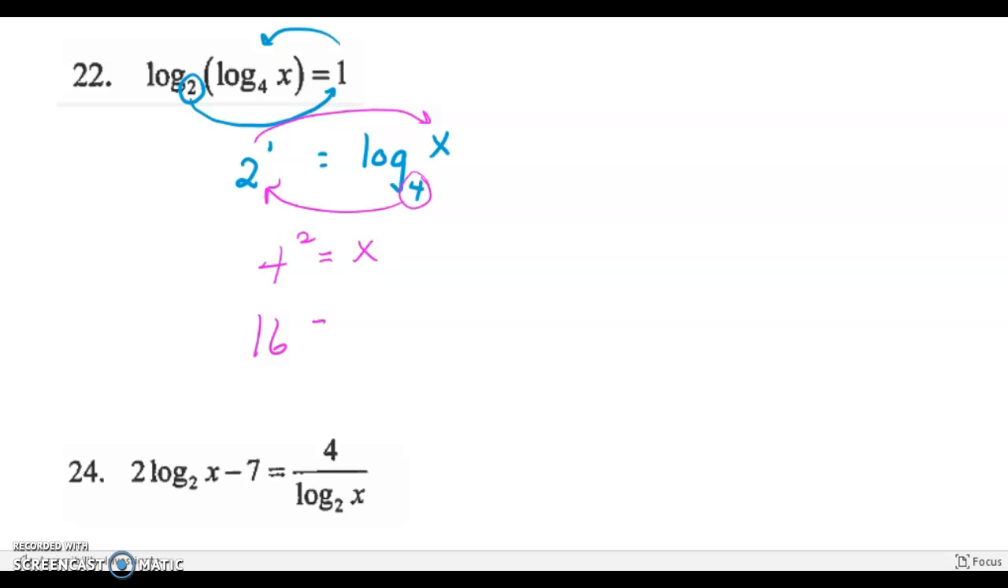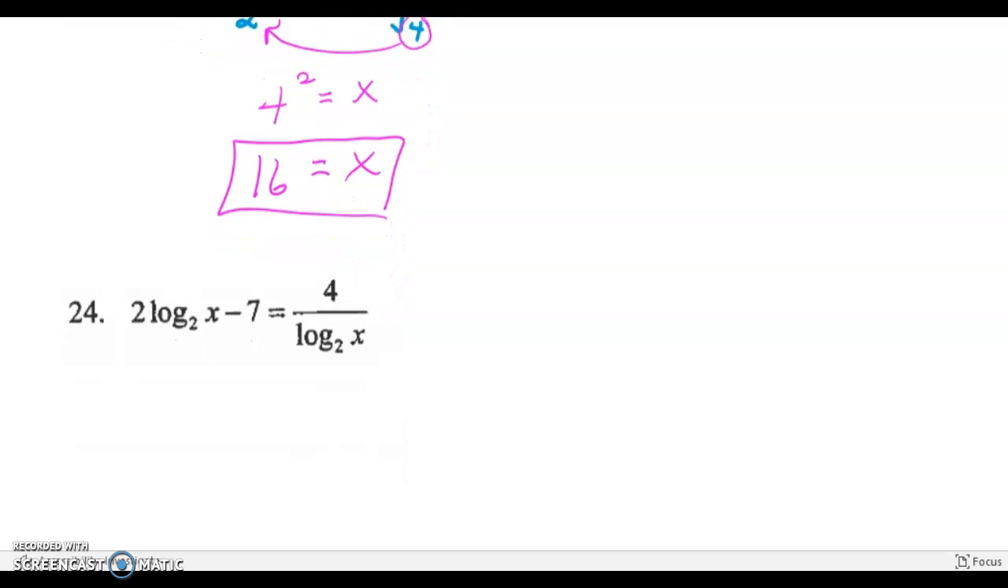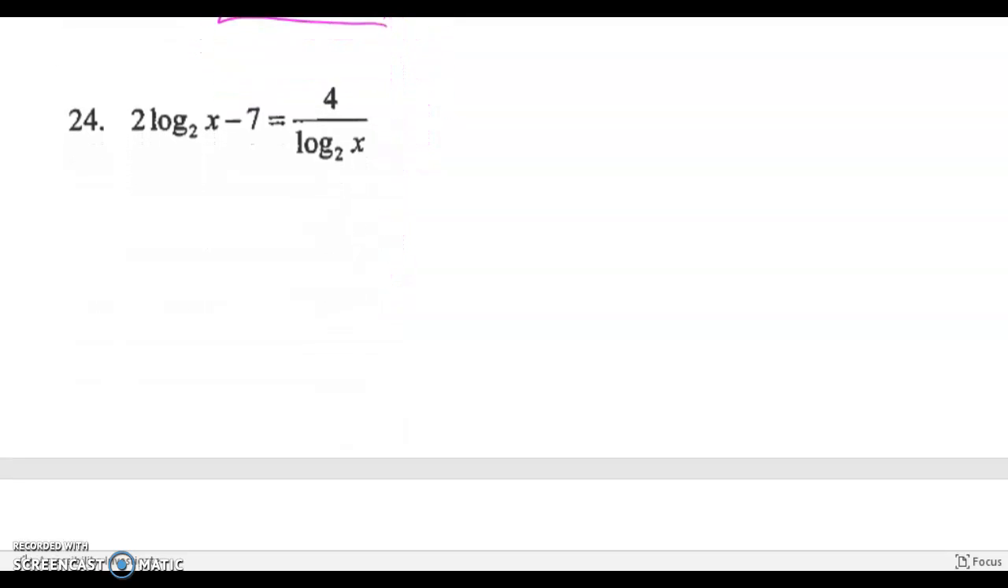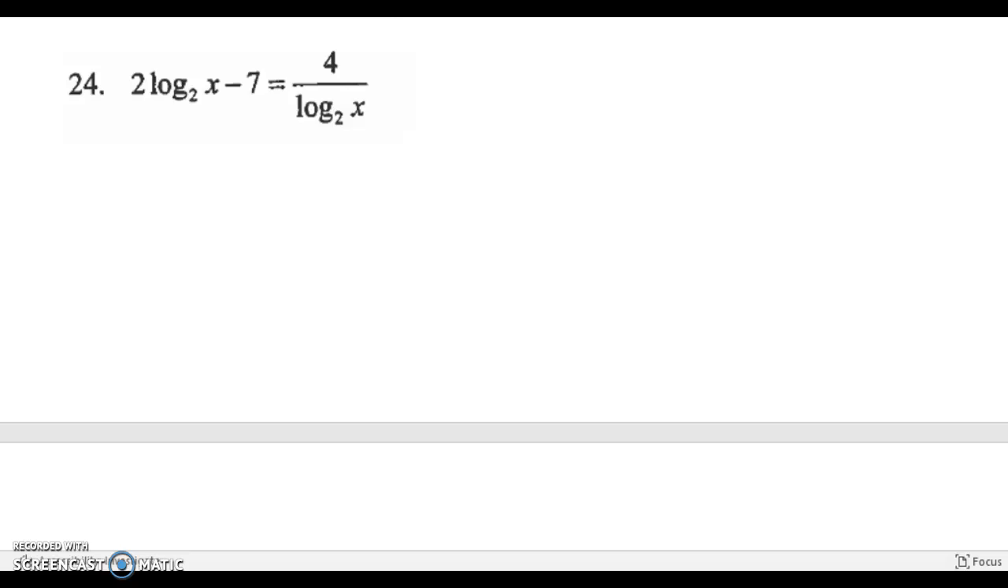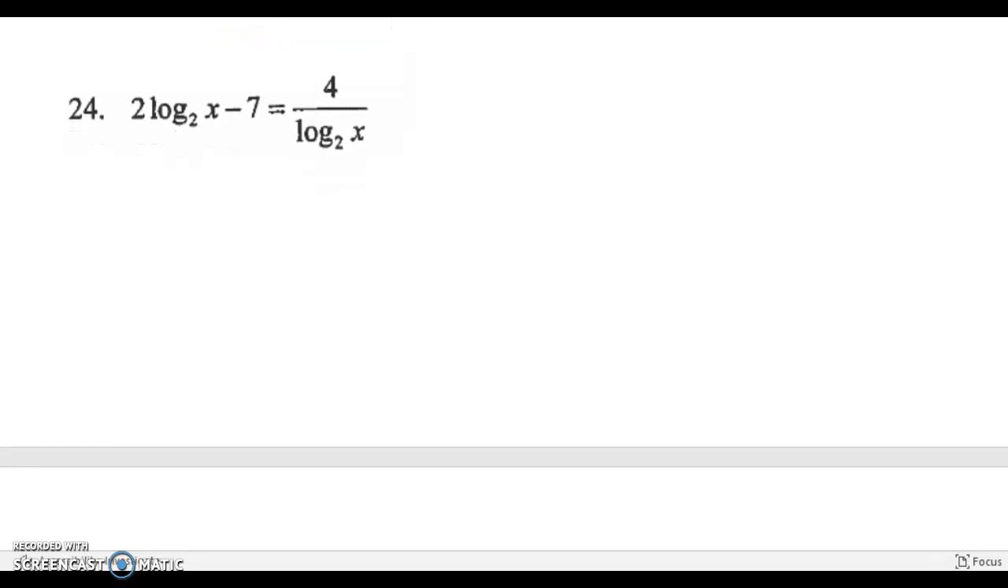So 16 equals x, and if we plug it back in, it does work. It looked like a really difficult problem and turned out to be not too bad. And number 24, I'm going to show you another one of those, let z equal. We're going to use what's called z substitution.